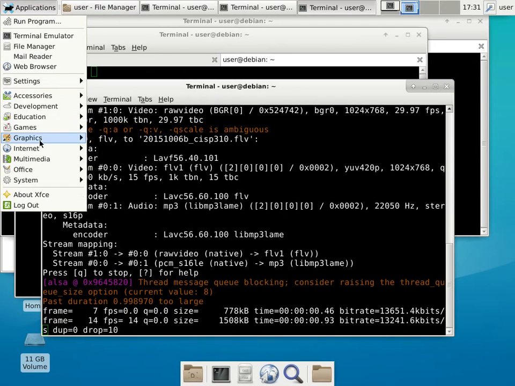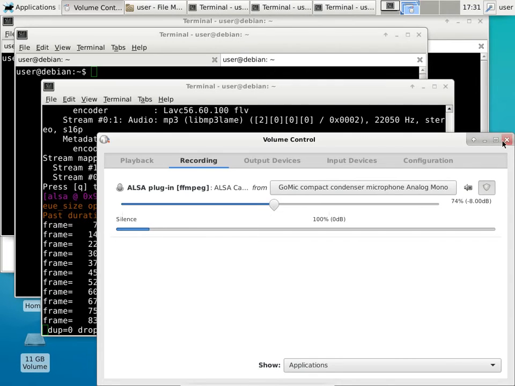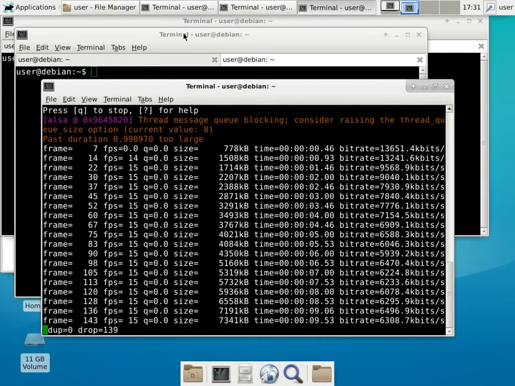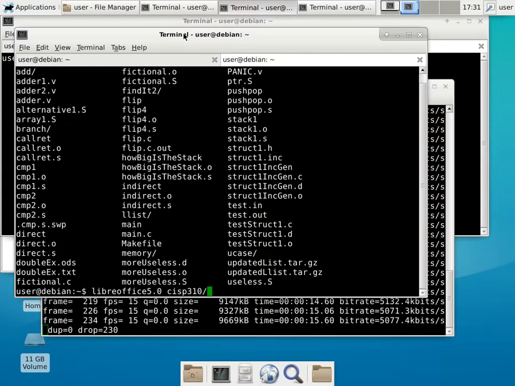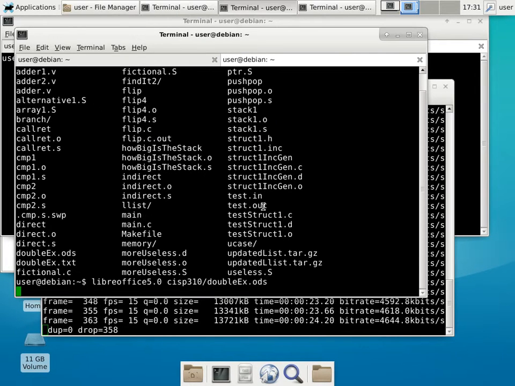And check that it is actually recording. Yep, it is. All right, so I'll just go ahead and bring up all the files that I was working on before. Okay, so one is LibreOffice cisp310 ex.ods. And then the other one is just a text file.